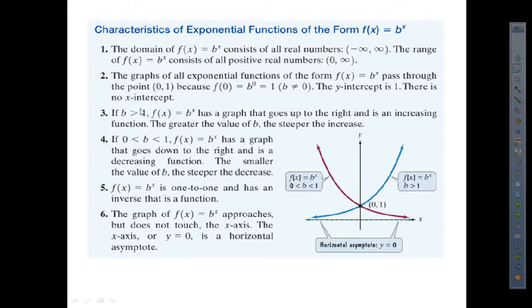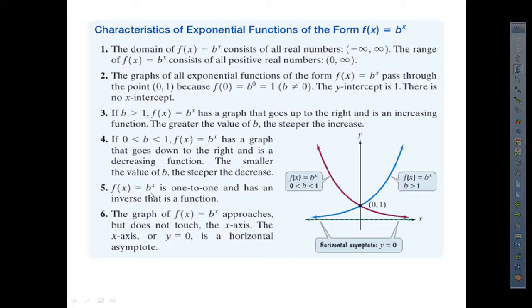Now, if b is greater than 1, f of x equals b to the x has a graph that goes up to the right and is an increasing function. It's always going up. The greater the value of b, the steeper the increase. If b is between 0 and 1, f of x has a graph that goes down to the right and is a decreasing function. It's always decreasing, and the smaller the value of b, the steeper the decrease.